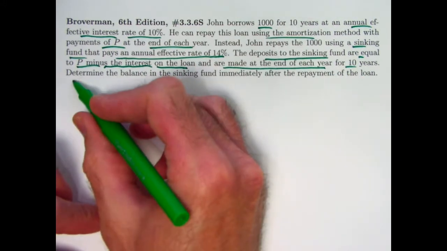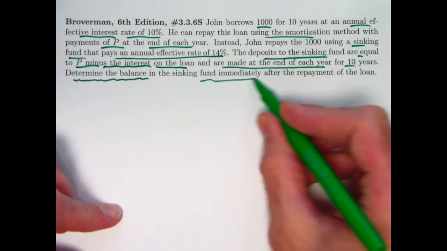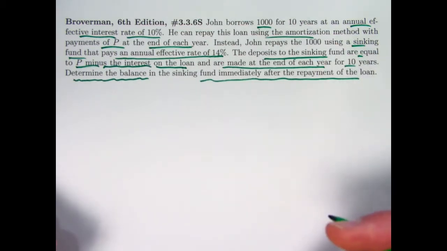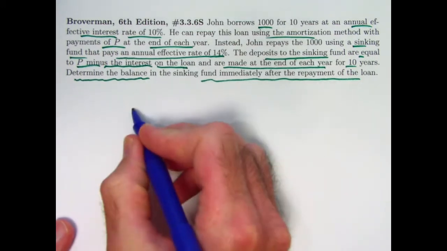And evidently, by the way the question is stated, to determine the balance of the sinking fund immediately after the repayment of the loan after 10 years, there's going to be more than $1,000 in the sinking fund so that John can pay back that $1,000, and whatever excess of $1,000 that John has would be the answer to the question determining the balance. Sometimes sinking funds are created in such a way that you deposit just enough to just pay off the loan at the end of the term, but here evidently we have a higher amount.